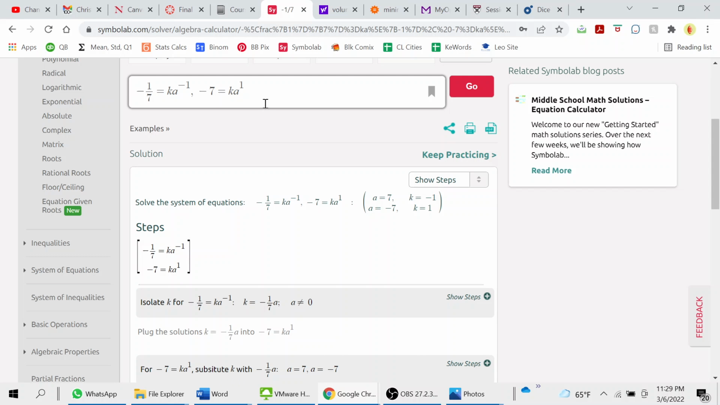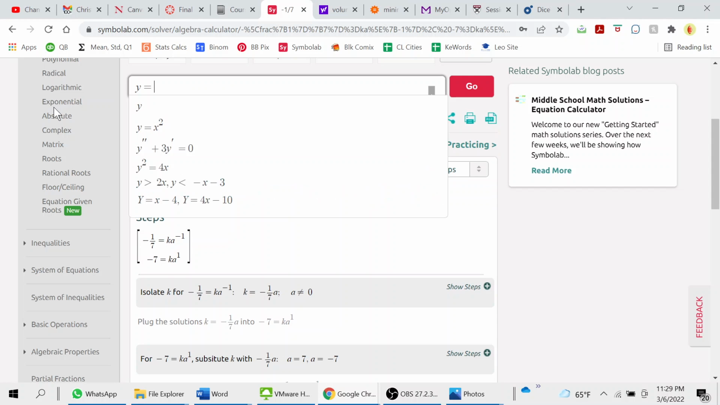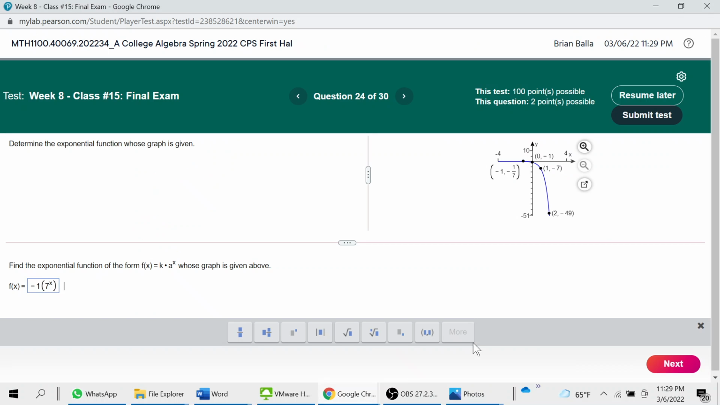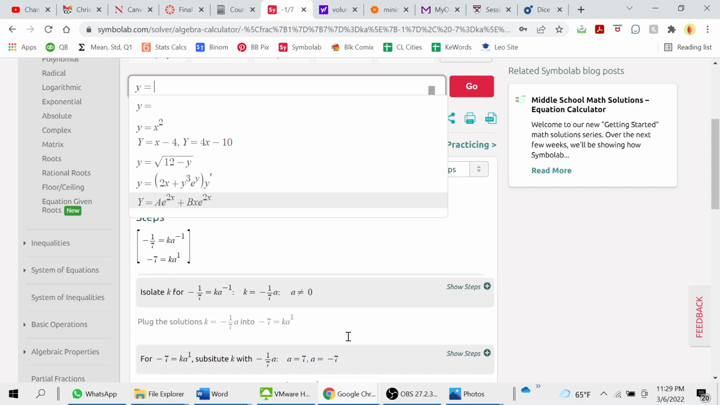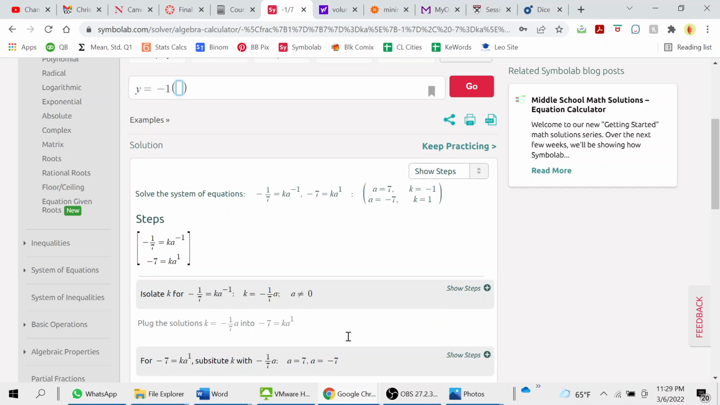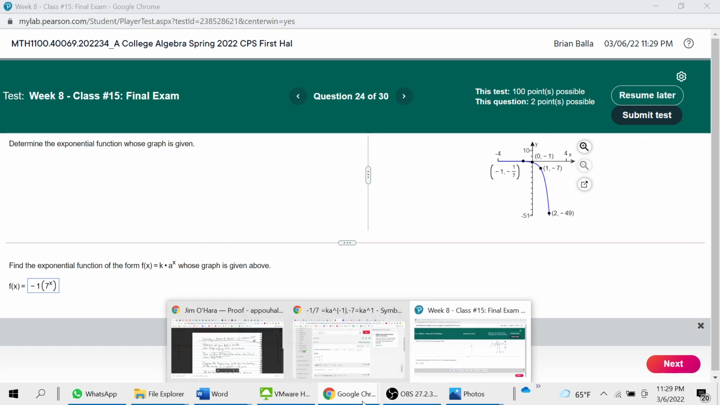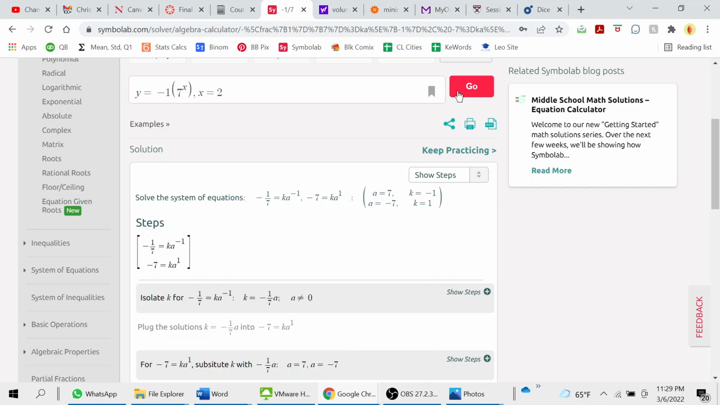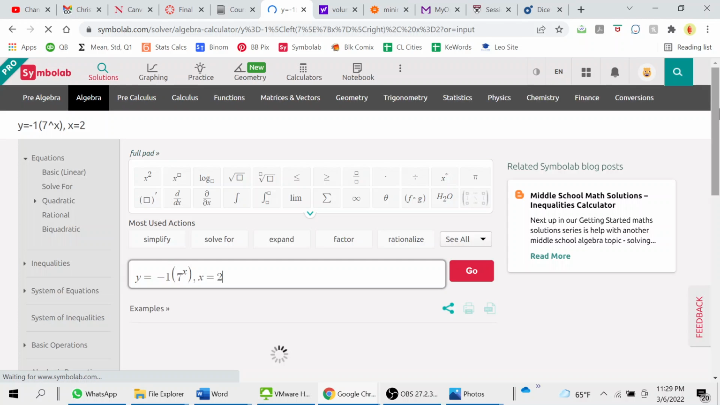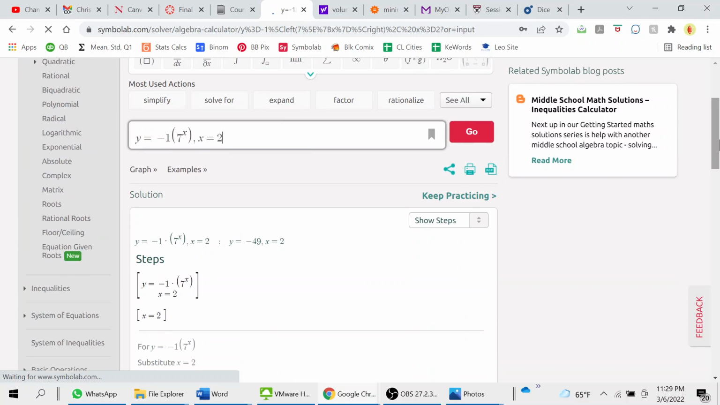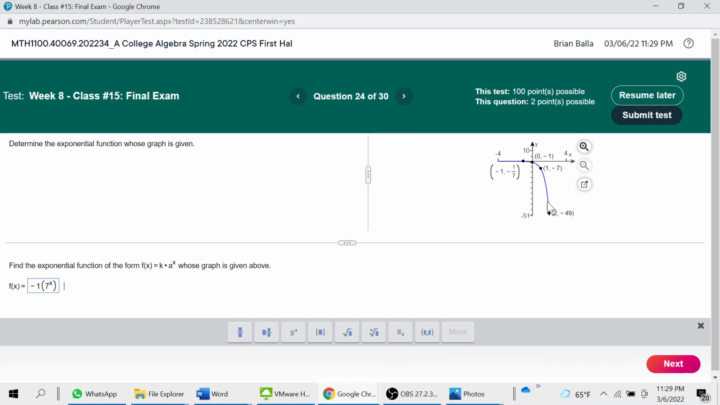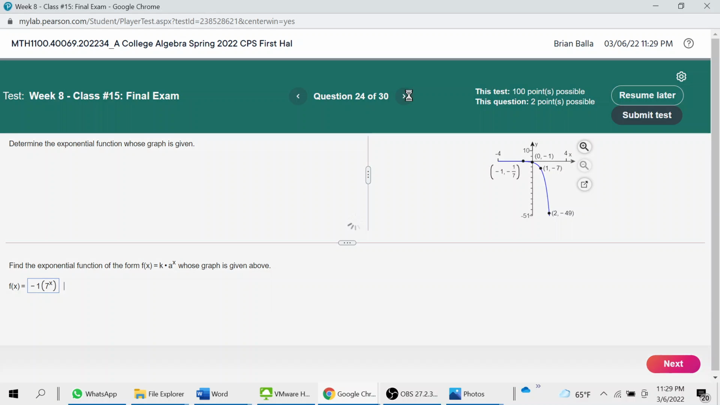Okay, let me double check this. -1, 7x. Okay, and x equals 2. Negative 49. Perfect. This is correct. Great. Moving on.